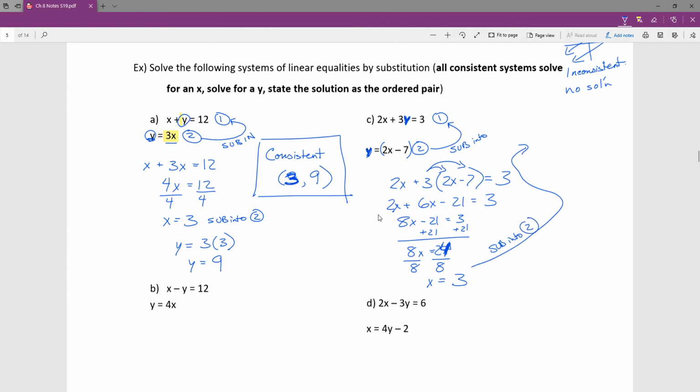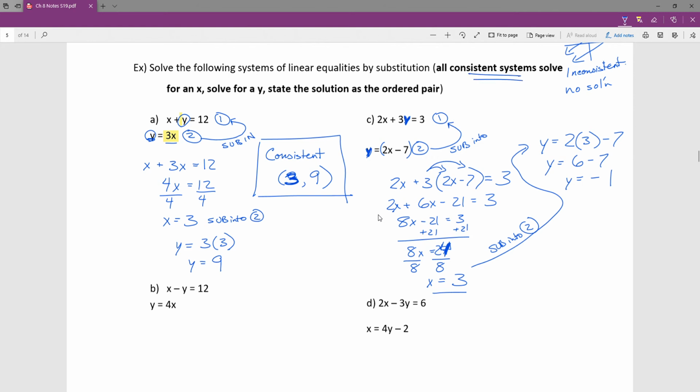equation 2. So my equation 2 that I'd written here was y equals 2x minus 7, but I just said that x is 3. So 2 times 3 minus 7. And I can evaluate what y equals here. I'd have 6 minus 7, or y equals a negative 1. And rolling this all back together, I'd end up with an ordered pair to this consistent system.